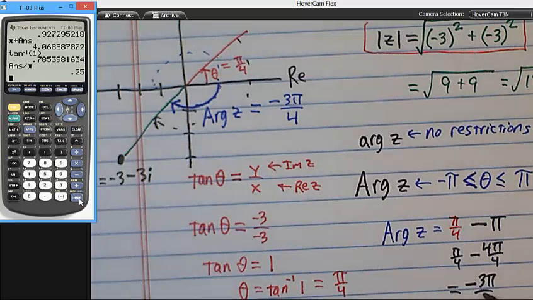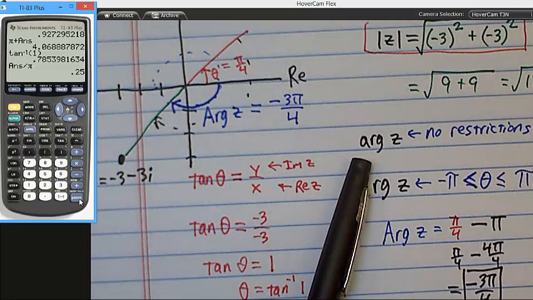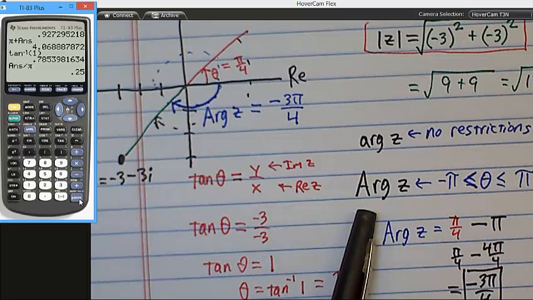-3 pi over 4. Is that the answer? Yes. So let me ask you, Justin. I'm going to turn the question back at you. What would have happened if I added pi? If I add pi, I add 4 pi over 4, what would we have gotten? 5 pi over 4. Would that be okay? Yes. It'd be okay if we have a little arg question. Why not big arg? Because it's past pi. Then you're more than pi.